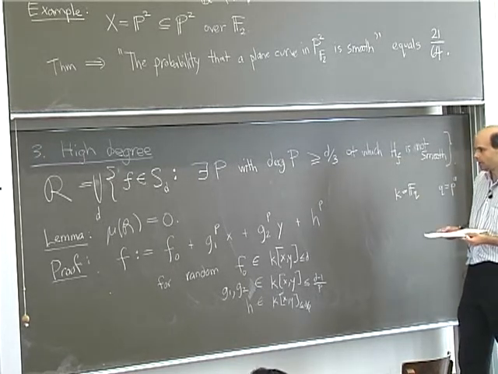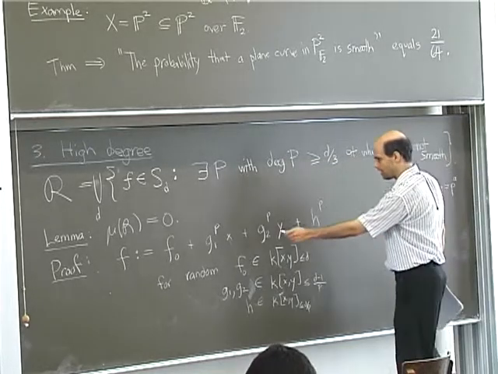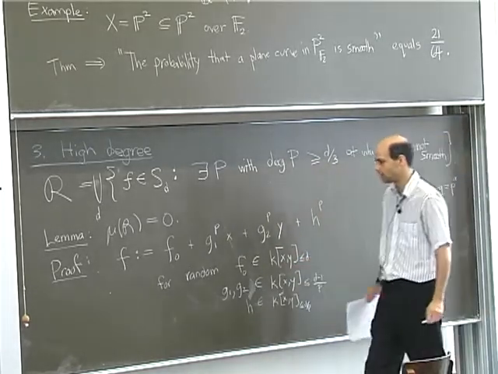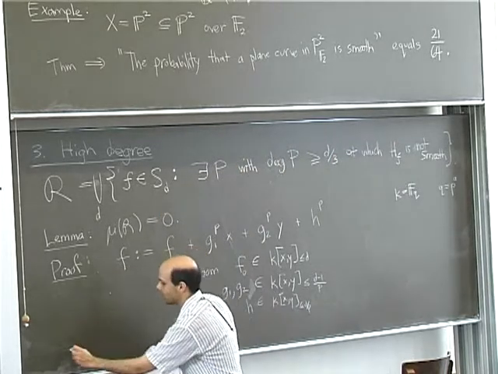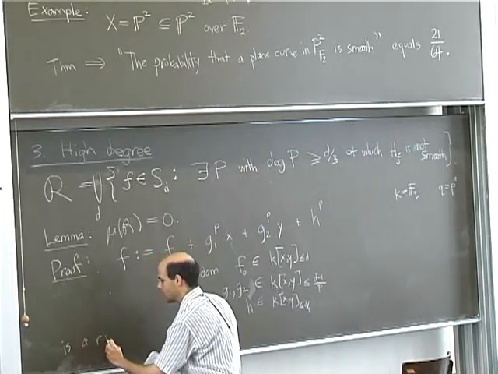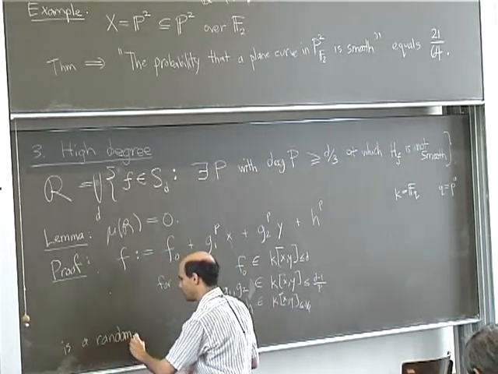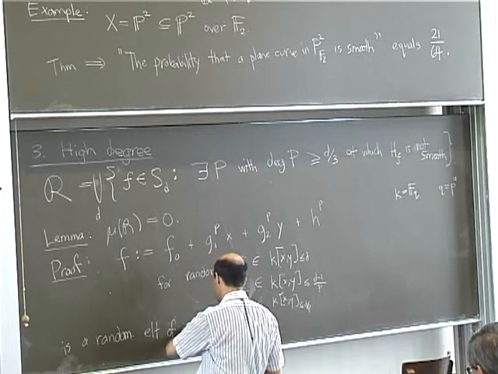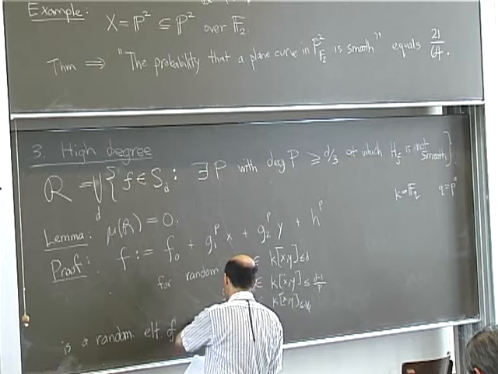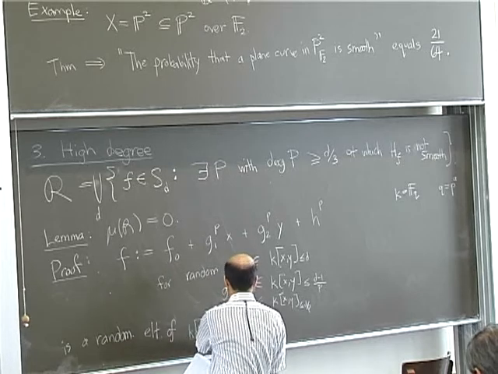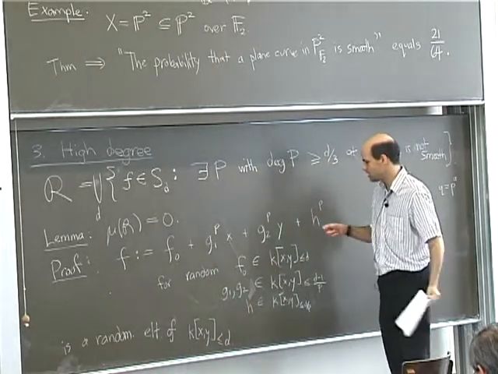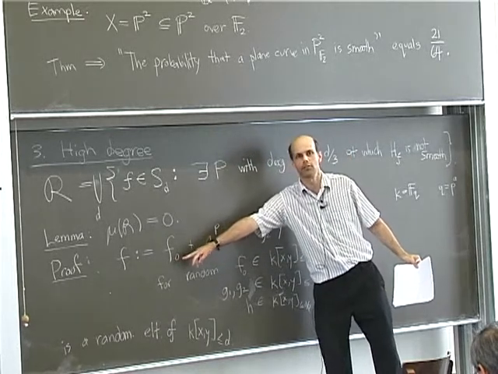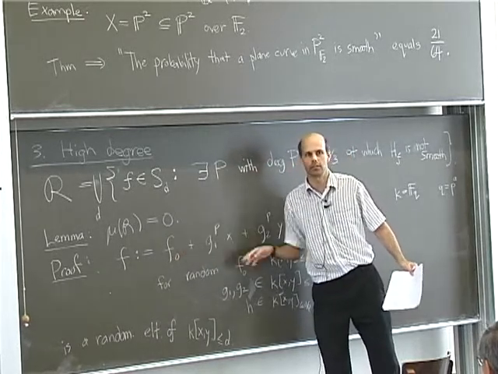Okay, so the claim is that if I choose F0, G1, G2, H randomly, then this F is a uniform random element of polynomials of total degree up to D. And that's obvious because even if I condition on H, G2, and G1, the fact that F0 is being chosen uniformly at random makes the whole thing random.